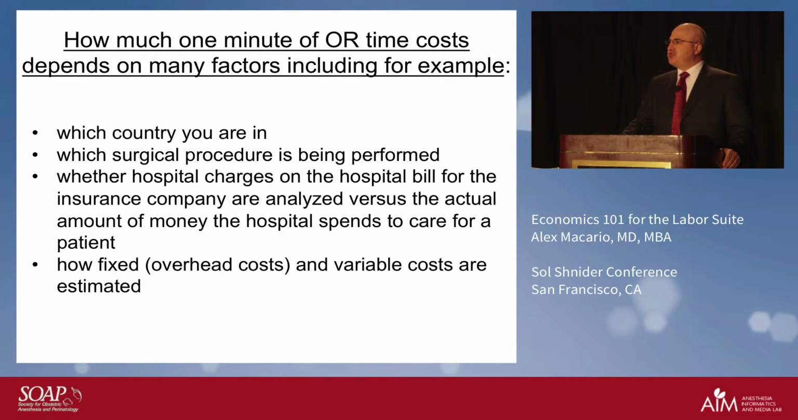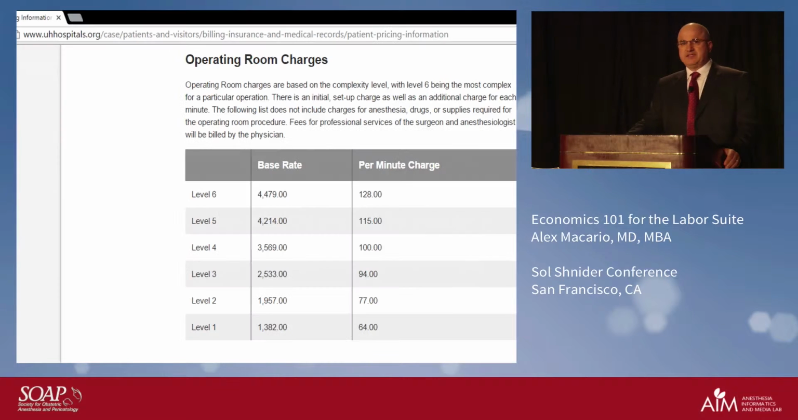You look at the charges as they appear on the hospital bill, and then whether you're talking about fixed costs or variable costs. So it turns out that in the state of Pennsylvania, there's a state law that says that charges for hospital care have to be publicly available. So this is a hospital in Cleveland, I think it's the University Hospital, and if you go there, you can actually see what the charges for operating room time are. And at this particular hospital, they divide OR time into 6 different levels.